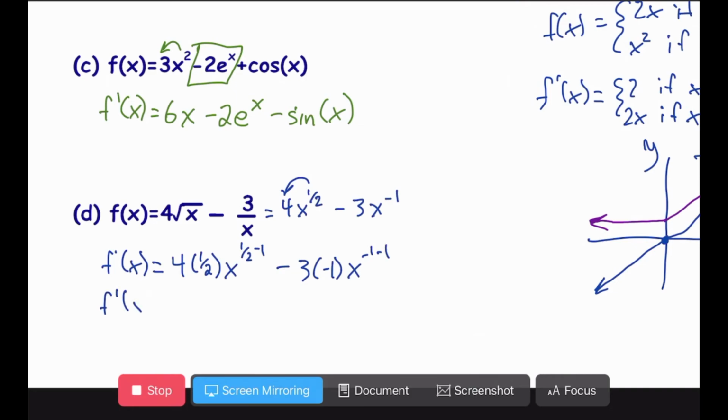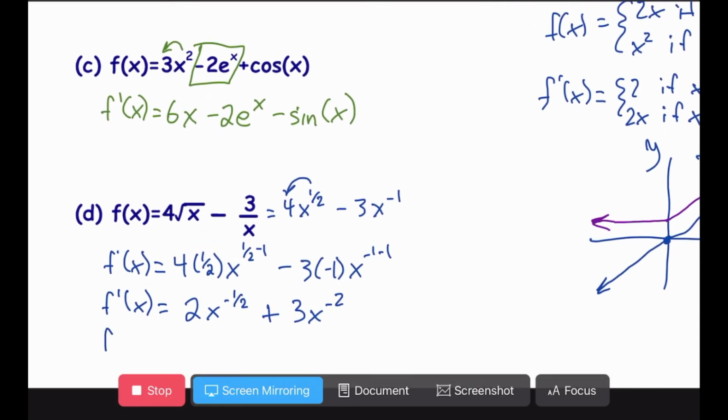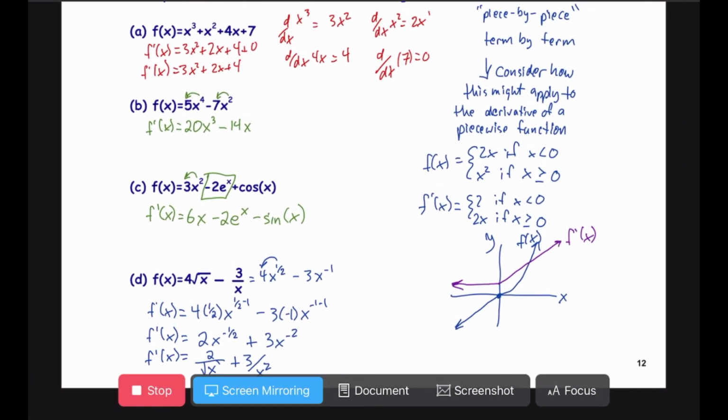And so we're going to get f prime of x is equal to 2x to the negative half, plus 3x to the negative 2, or we can rewrite that, usually with positive exponents, and square root signs are preferred. So we're going to have 2 over the root x, plus 3 over x squared, the negative bringing it down. All right, once again, that wasn't too bad. And that brings us to the end of the derivative rules that we're going to look at.